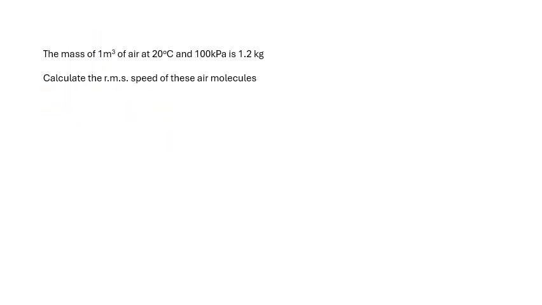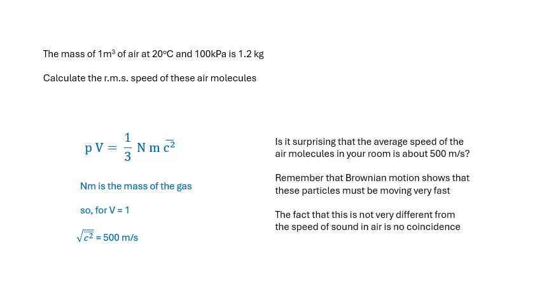Now, have a go at this. The mass of 1 meter cubed of air at 20 degrees centigrade and 100 kilopascal is 1.2 kilograms. Calculate the RMS speed of the air molecules, basically in the room that you're in. What's the average speed of the air molecules in the room? It might be worth guessing it before you work it out. If you do work it out, what you get is 500 meters per second. So the average speed of the air molecules in the room that you're in is about 500 meters per second. That's jolly fast, and it is surprising.